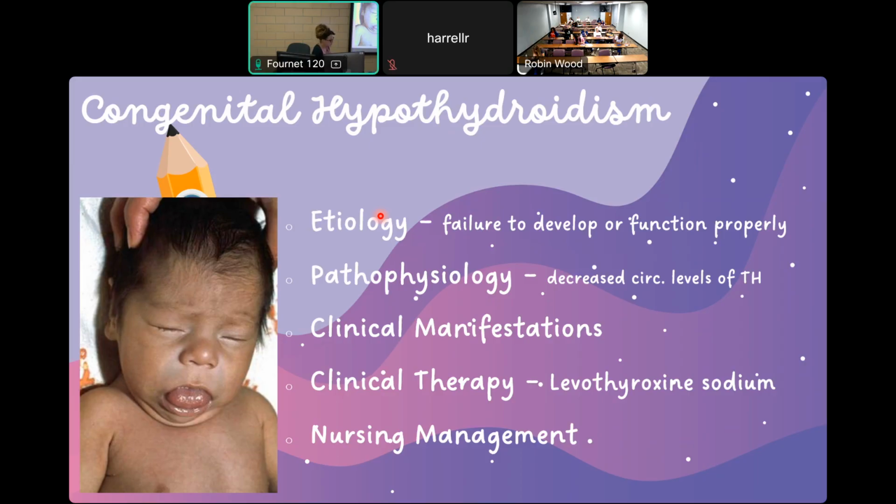I'm going to focus more on the manifestations in newborns and infants, just because that's really when we want to identify it, right? But it looks very much like hypothyroidism, just like you learned in adults. And so if you have a kiddo or an adolescent with hypothyroidism, it's going to look very similar to the way that it did in an adult.